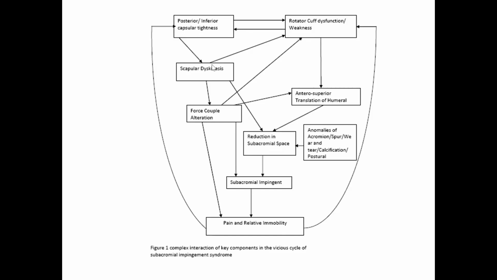ये पोस्टीरियर कैप्सूल टाइटनेस कर सकता है और साथ साथ जो ट्रांसलेशन ऑफ द ह्यूमरल हेड है उसको भी ये एनहांस कर सकता है। जिसे हमने पिछले डिस्कस किया कि क्योंकि रोटेटर कफ जो है ये डेल्टाइड के अपोजिट काम करते हैं। If there is weakness and failure of the rotator cuff dysfunction, so there will be increase in the anterior superior translation of the humeral head.